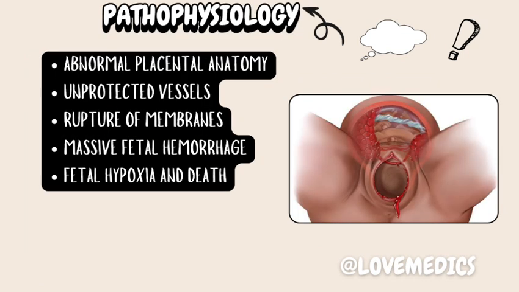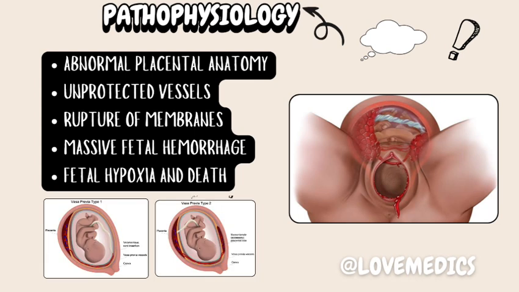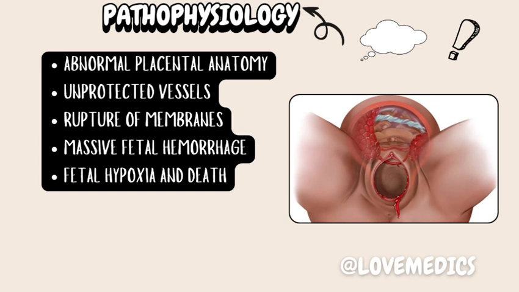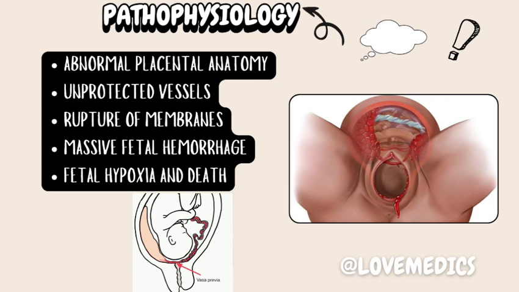Next, pathophysiology. The abnormal placental anatomy, which means velamentous cord insertion or succenturiate lobe, causes the fetal vessels to run through the membrane instead of being protected inside the umbilical cord. The unprotected fetal vessels run through the membrane, so they can tear anytime after membrane rupture.